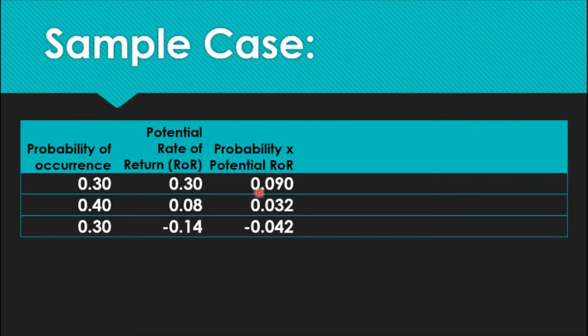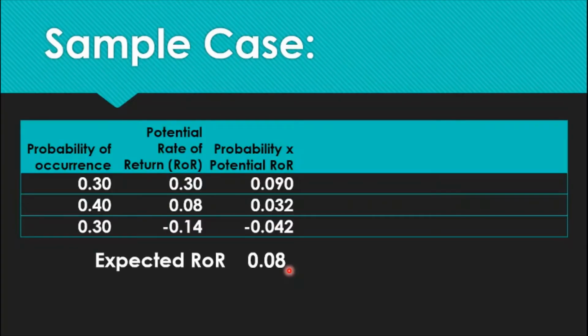30% times 30%, that's 0.09. 40% times 8%, that's 0.032. Then you have 30% times negative 14%. This is negative 0.042. The expected rate of return is simply the sum total of such. We have 0.08 or 8%. So what is our expected rate of return? It is 8%. Once we have the expected rate of return, this is basically what we expect to happen.